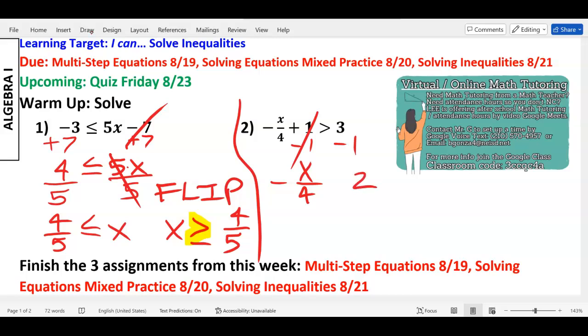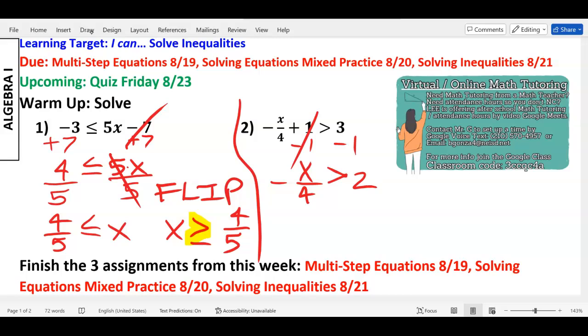Now here's the question. Do I flip the inequality? Remember, you only flip if it's multiplying or dividing by a negative. I know there's a minus sign there, but that's just subtraction. Subtraction does not flip the inequality. This is going to stay like this. How do you say that, by the way? Is that less than or greater than? Greater than, because it points to the right. The greater numbers go to the right.